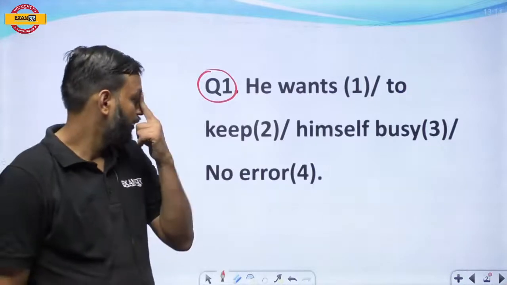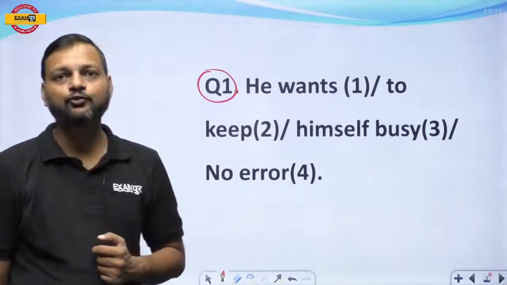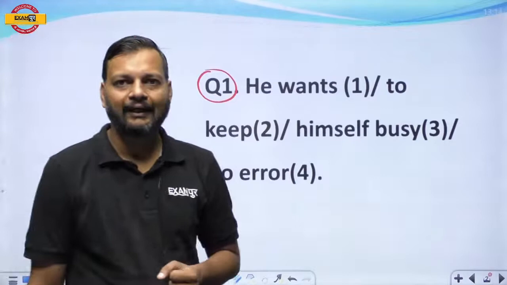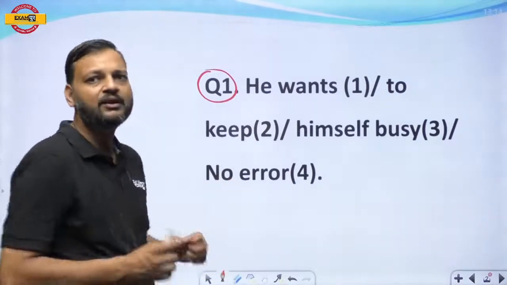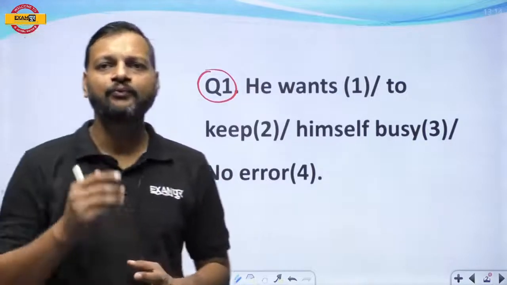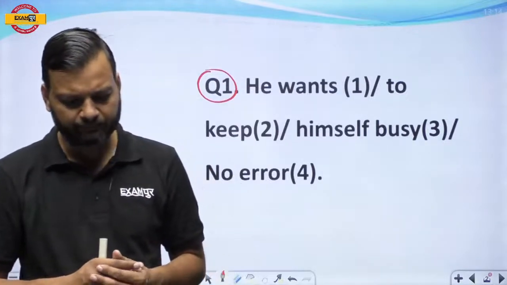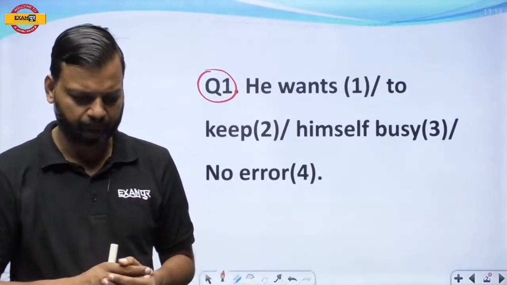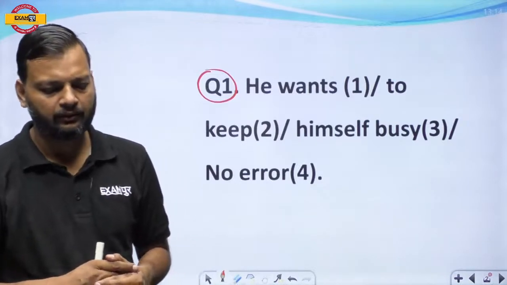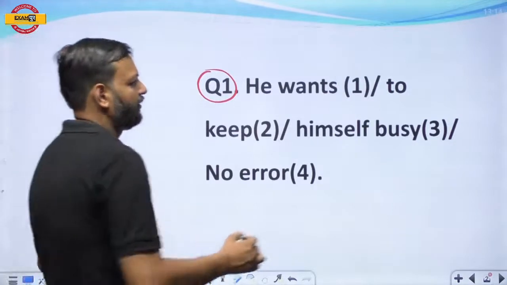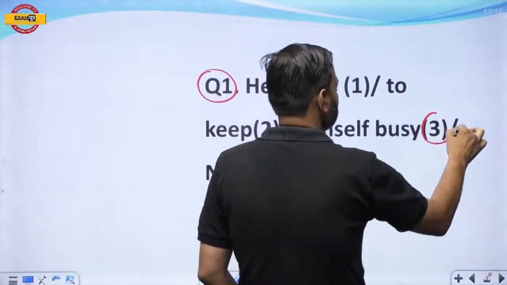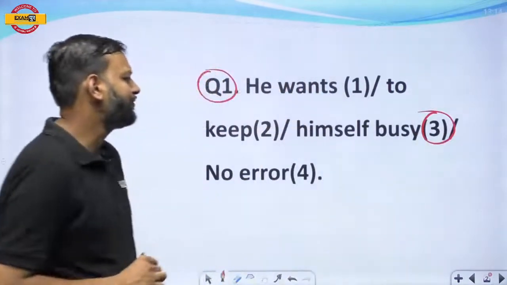Four. That means, Srivani, you said no error. If you are saying that 4 is the answer, that means according to you, no error, right? Okay, let me tell you the answer. In this sentence, the third part has error.